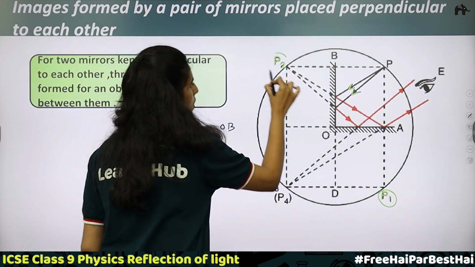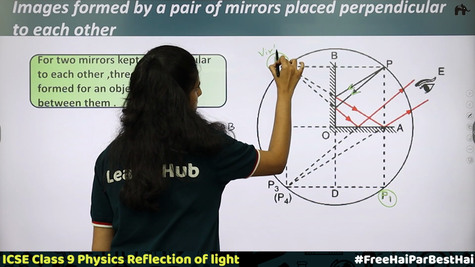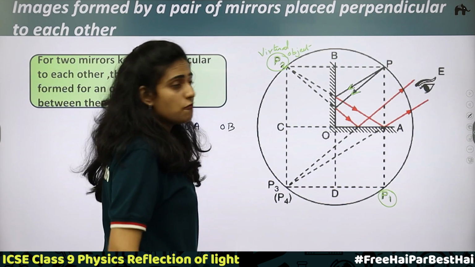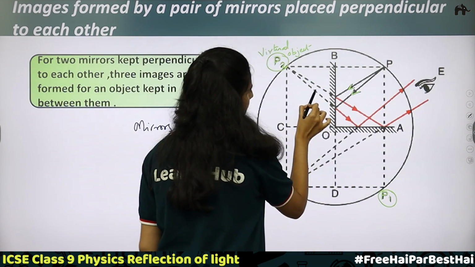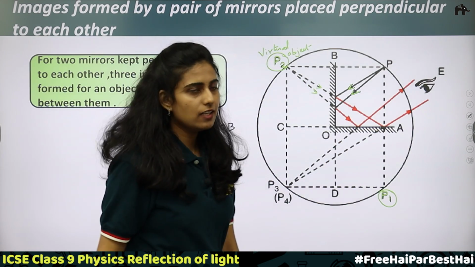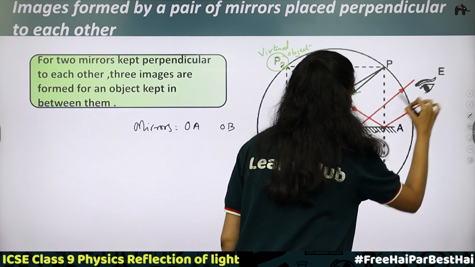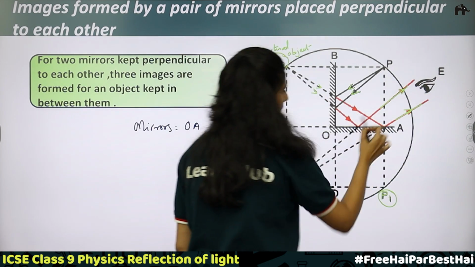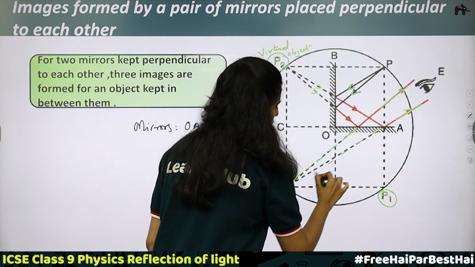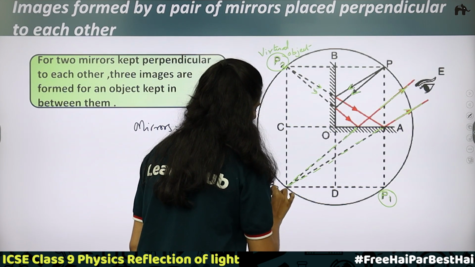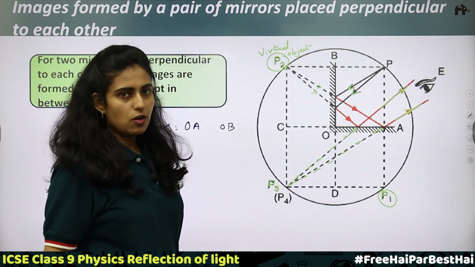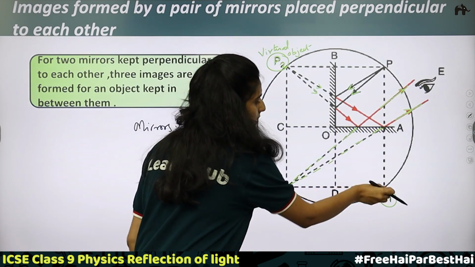Now P2 is a virtual object. We call it as virtual object. P2 will act as a virtual object for the mirror OA. So light rays from P2 will strike the mirror OA. It will get reflected. So here it is getting reflected. This is a reflected ray. This is another reflected ray. Extended backward. So when extended backward, you are able to see the virtual image is formed. P3 is the image formed. Here P3 is formed. Similarly, we have seen that P1 is formed.